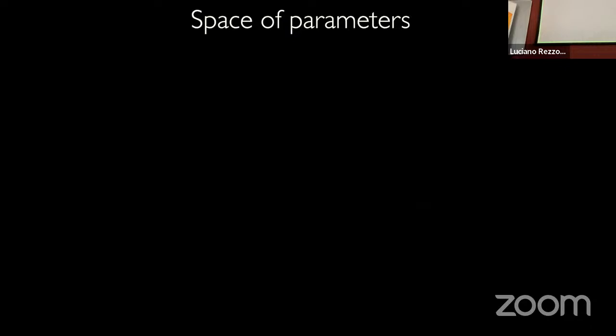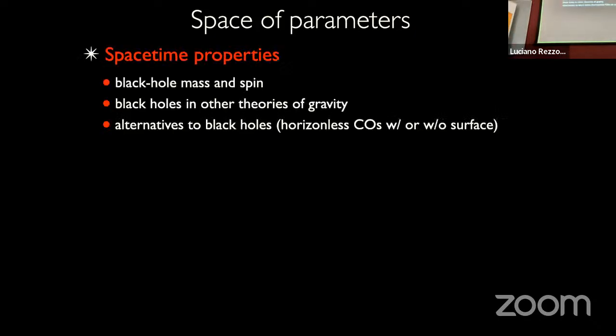Okay, so what are the spatial parameters? If you want to study this problem in generality, you have to think about exploring all the possible parameters. So you have the black hole mass and spin. In the case of M87, we didn't know the mass. In the case of Sagittarius A*, we do. But of course, we don't know the spin. We need to consider maybe black holes in other theories of gravity, maybe alternatives to black holes.